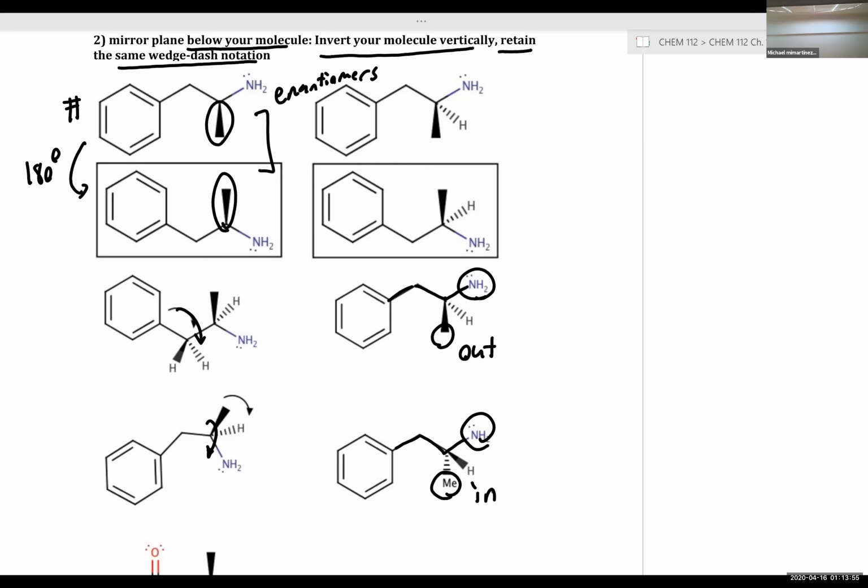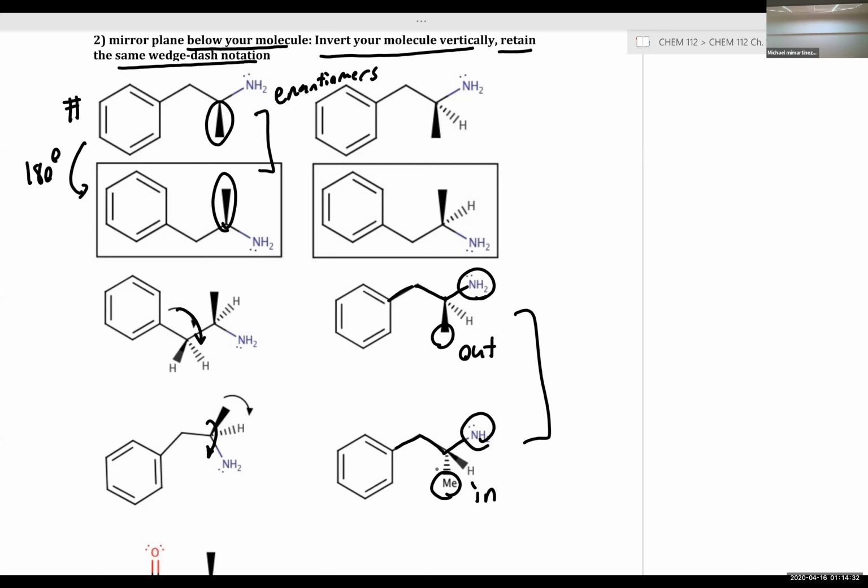You want to be comfortable playing with a model kit just to verify that when you perform these mirror plane inversions to draw an enantiomer, you've actually drawn your desired enantiomer. The way to check that is to compare your original structure and your new structure, and you see immediately that the stereochemistry is different at our chiral centers. Does that make sense to everyone? Does everyone understand how we rotated these molecules?